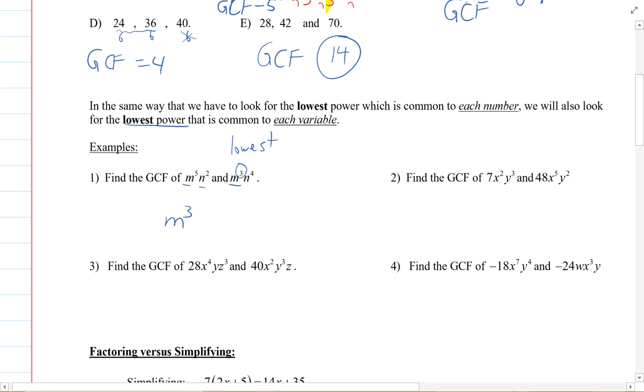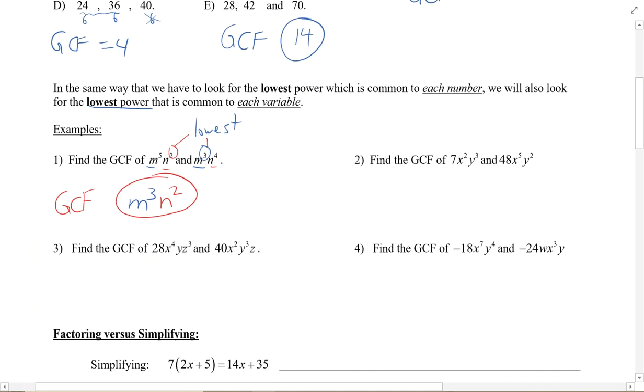Notice I have an N and an N, so that is part of the GCF. And the lowest number is a 2, so there's my GCF, okay? My GCF is m cubed n squared. It can divide into both the terms.